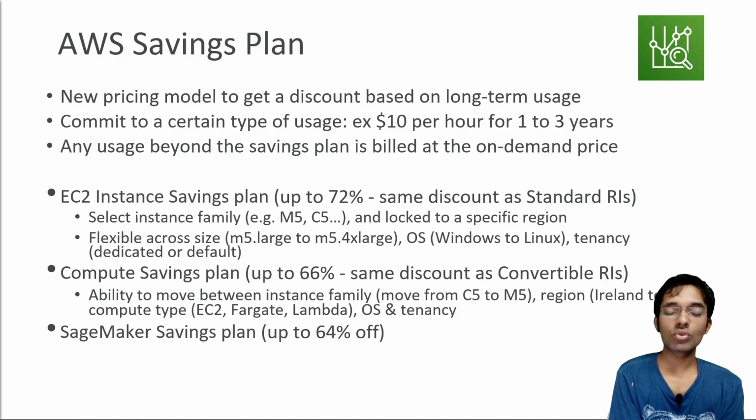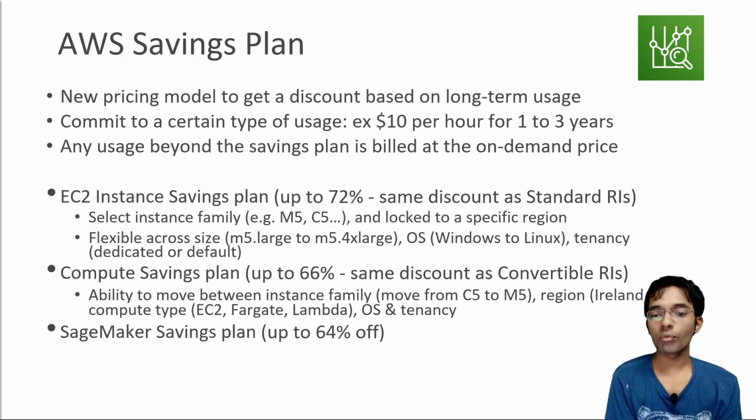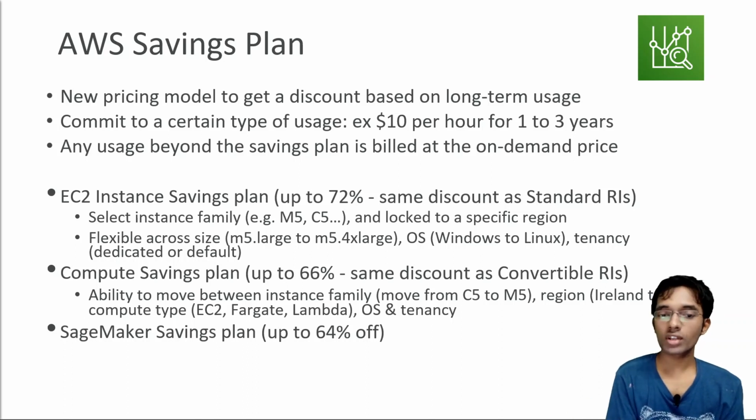But beforehand you are making these savings, so you have the EC2 instance savings plans, which give you up to 72% discounts, which is the same discount as standard reserved instances, but it's more flexible because you can select the instance family, so M5, C5 and so on, and you are locked to a specific region, and it's going to be flexible across size. So it could be an M5.large and M5.4xlarge, and so on. So you can get any OS you want, so Windows, Linux, and then tenancy can be dedicated or default.